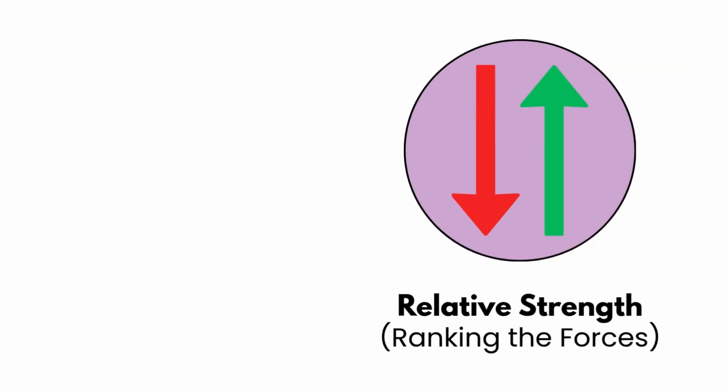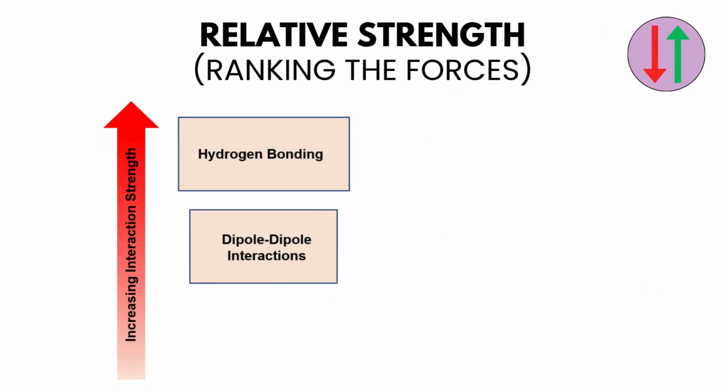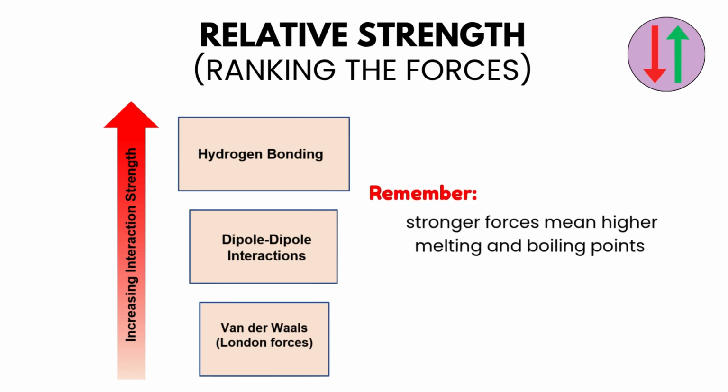Relative strength, ranking the forces. Hydrogen bonding sits at the top. Dipole-dipole is next. Van der Waals is the weakest. Remember, stronger forces mean higher melting and boiling points.